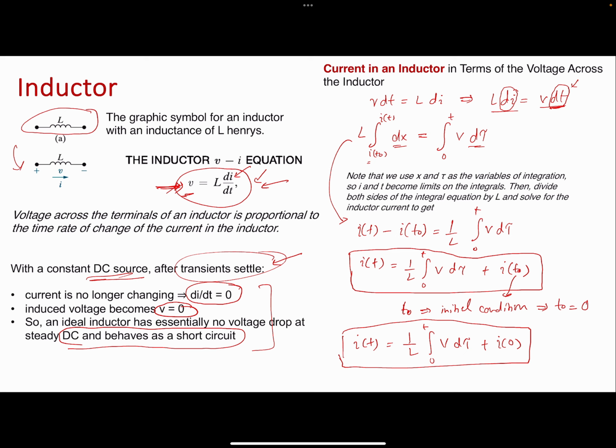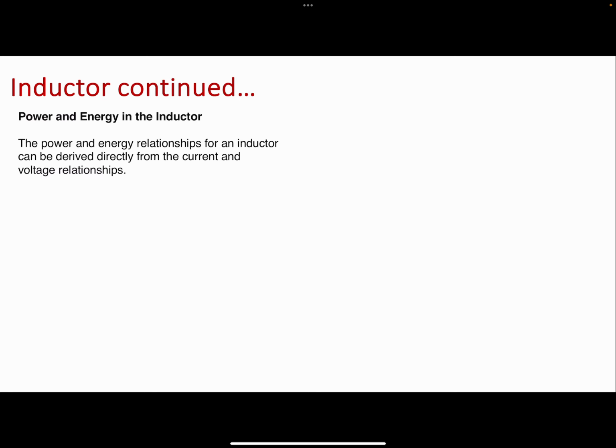Now I'm going to derive a couple of other parameters with respect to the inductor. The thing that I'm interested in is the power and the energy. Based on the voltage and the current, we can easily derive the power and the energy, right? We already know that power equals V times I. I already know the equation of V from the last slide, L di by dt. And I also know the equation for the I, which was equal to, what was the previous line?